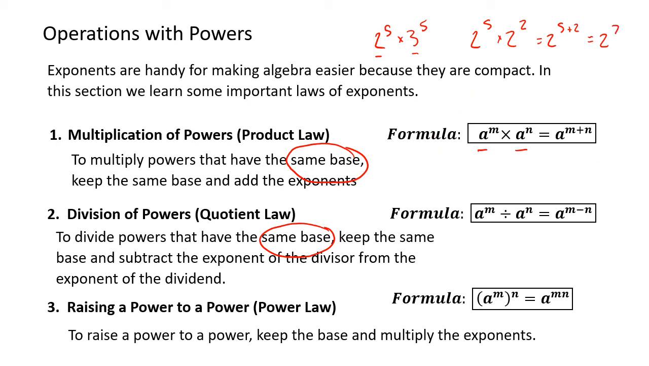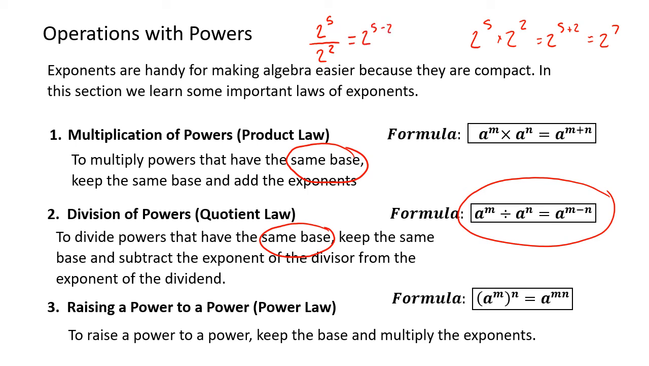Division is the opposite. So if we take that same example that we just did, and we have 2 to the exponent 5 divided by 2 to the exponent 2, instead of adding, you simply subtract the exponents. Again, it has to be the same base. So in this case, it's 2 to the exponent 5 minus 2. It's always the exponent in the numerator minus the exponent in the denominator. It's never the other way around. So if you do this, you get 2 to the exponent 3. I'm going to give you an example that shows how this works again in a later slide.